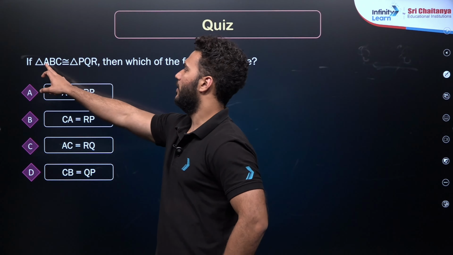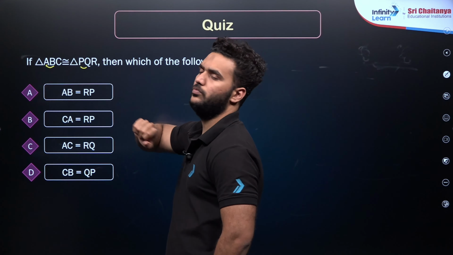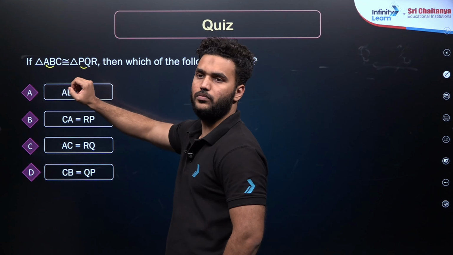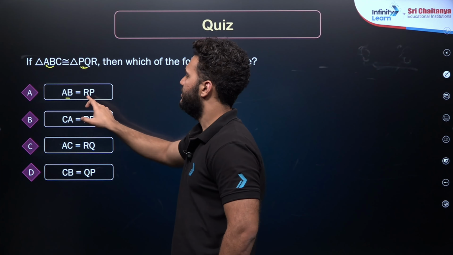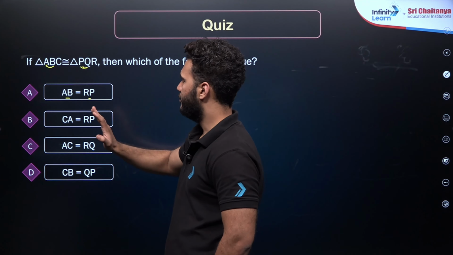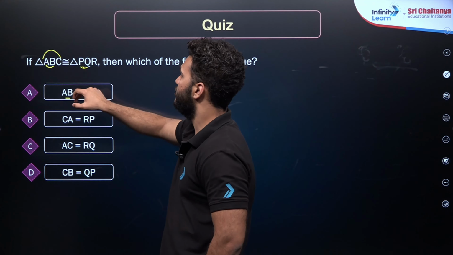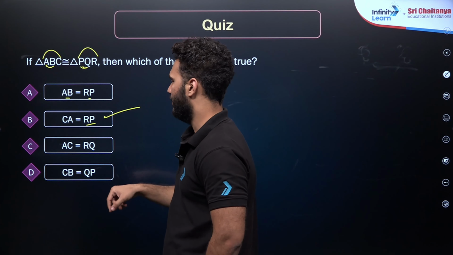What is the order? Sir, A to B. Then what should be equal? P to Q. A to B is equal to P to Q. Sir, AB is equal to RP? No, it's not equal to RP. CA, this orientation should be equal to this orientation, RP.